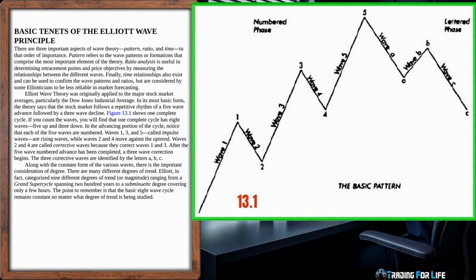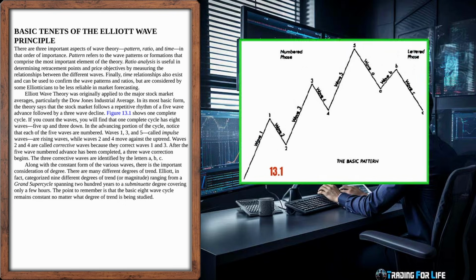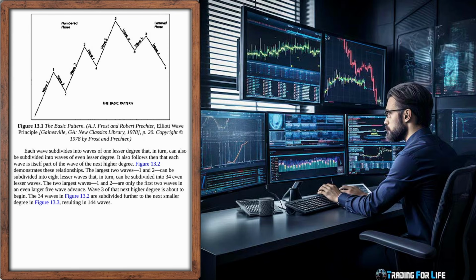Elliott, in fact, categorized 9 different degrees of trend, or magnitude, ranging from a grand supercycle spanning 200 years to a subminuet degree covering only a few hours. The point to remember is that the basic 8-wave cycle remains constant no matter what degree of trend is being studied. Each wave subdivides into waves of one lesser degree that, in turn, can also be subdivided into waves of even lesser degree. It also follows, then, that each wave is itself part of the wave of the next higher degree. Figure 13.2 demonstrates these relationships.